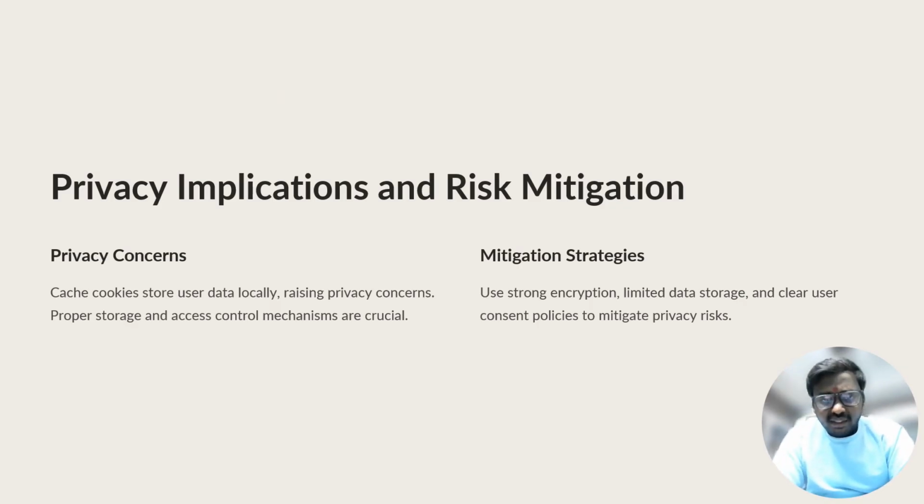Privacy implications and risk mitigations. Privacy concern: catchy cookies store user data locally, raising privacy concerns. Proper storage and access control mechanisms are crucial. And mitigation strategies: use strong encryption, limited data storage, and clear user consent policies to mitigate privacy risks.